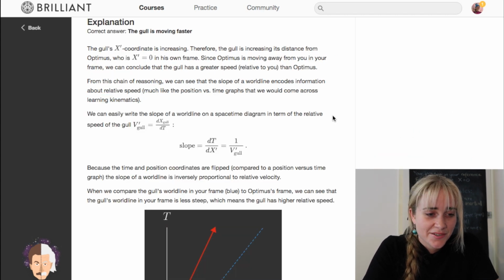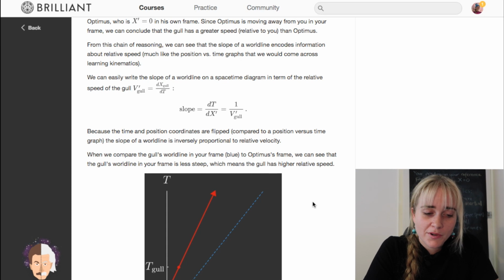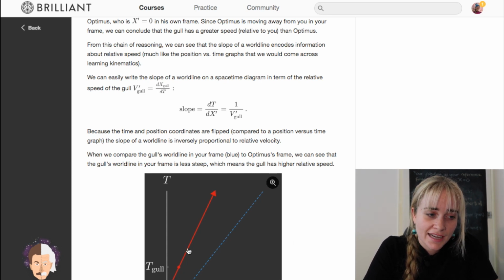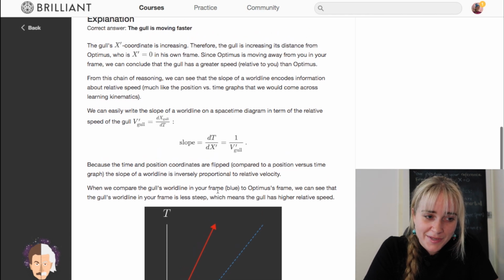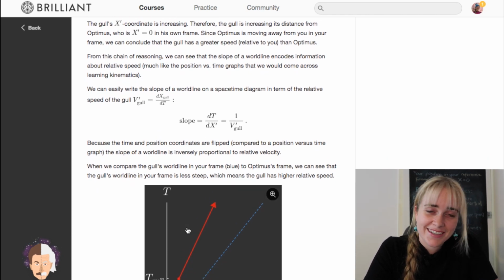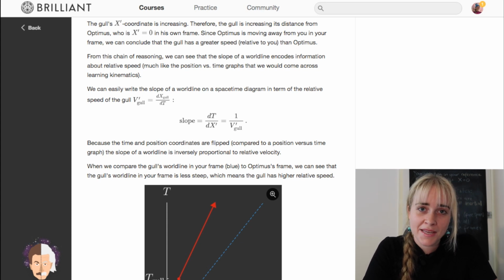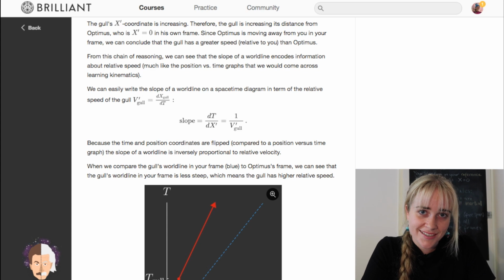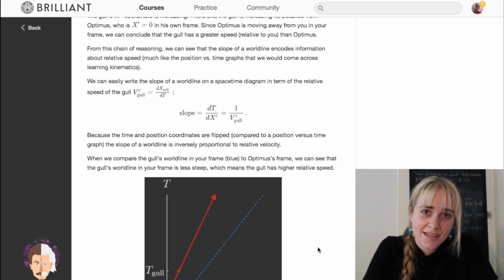And the reason that this is true is because this was from the point of view of the guy in the balloon, and the position of the gull was moving away from him. So if he's moving relative to the girl on the raft, and for him the gull is moving away from him, then to the girl on the raft, the bird is moving away even faster than the guy on the balloon is. Lines that are drawn on space-time diagrams are referred to as world lines, and they do encode quite a lot of information about an object that is moving.